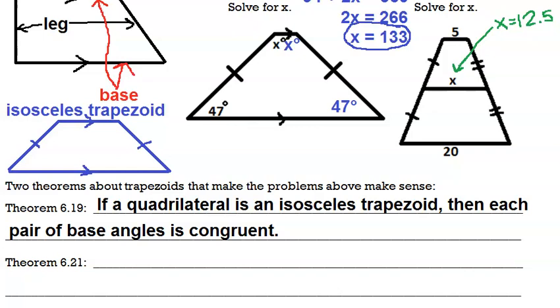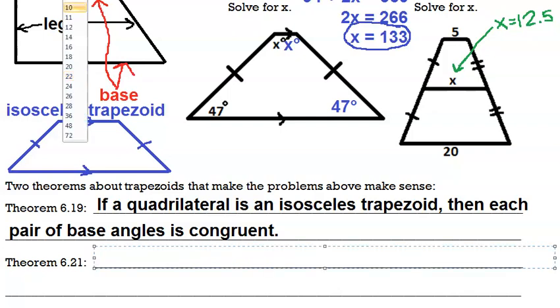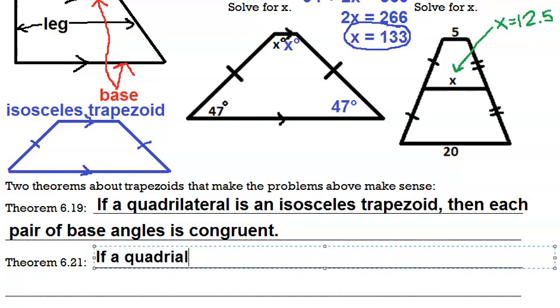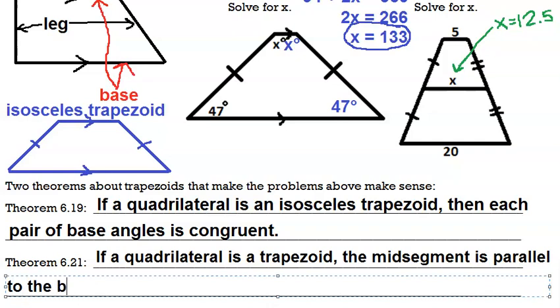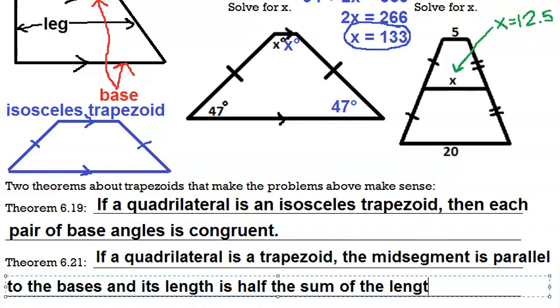Okay? All right, now the second theorem. This one's going to be a little bit longer. I may have to shrink down my font. You may have to write a little bit smaller. If a quadrilateral is a trapezoid, the midsegment is parallel to the bases, and its length is half the sum of the lengths of the bases.